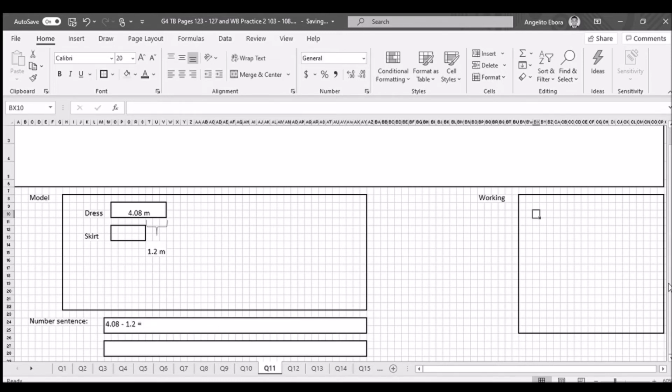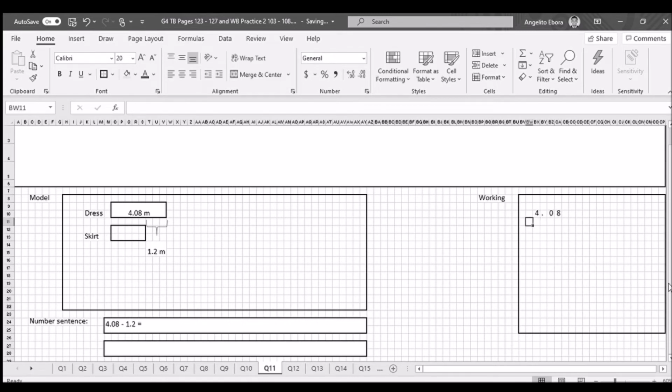Let's do the working. So 4.08 minus 1.2. Okay. So with or without 0, it's the same. So it's 8. Better add 0 because later when you subtract, if there's no 0 on top, you cannot leave it blank. Okay, so you just add 0. So 8 minus 0 is 8.